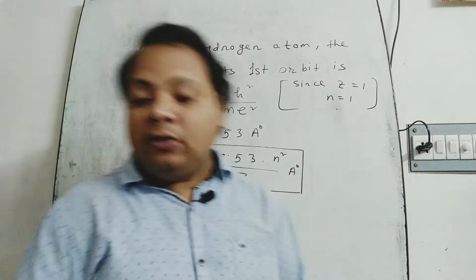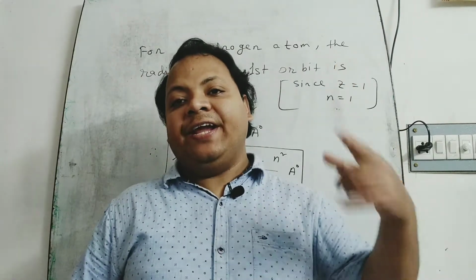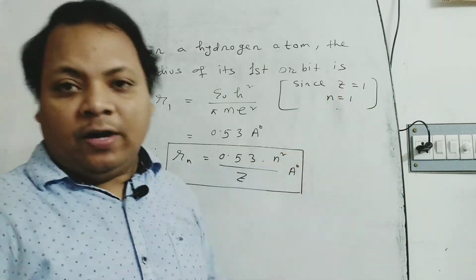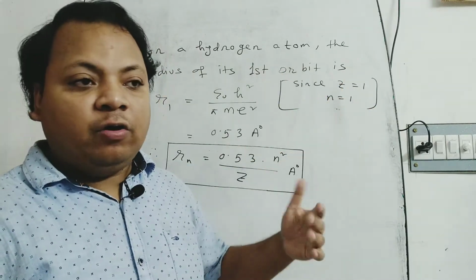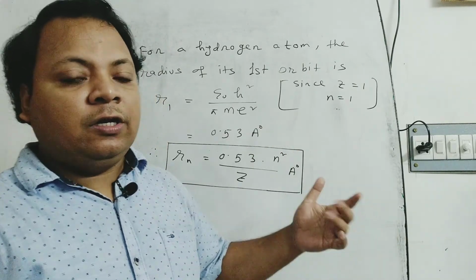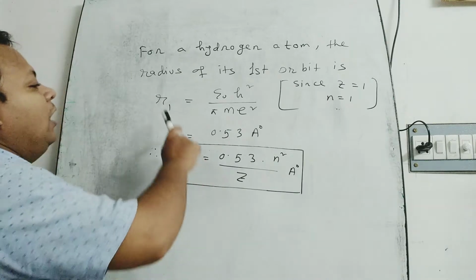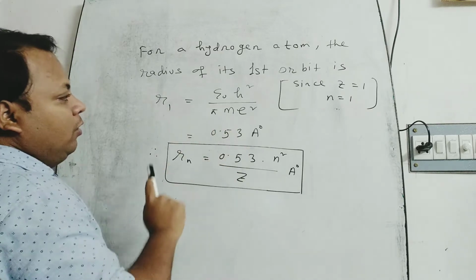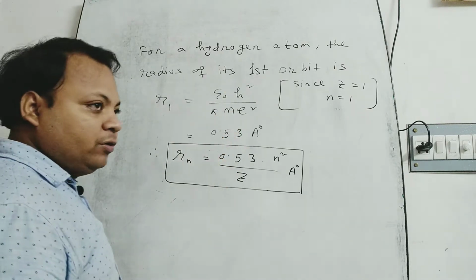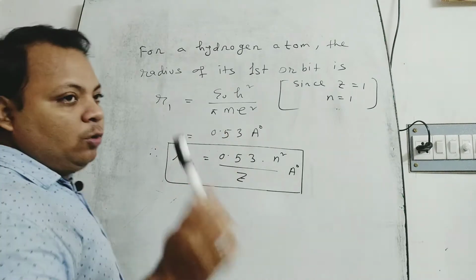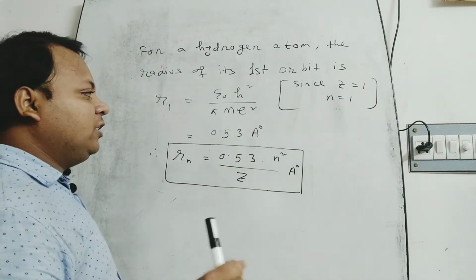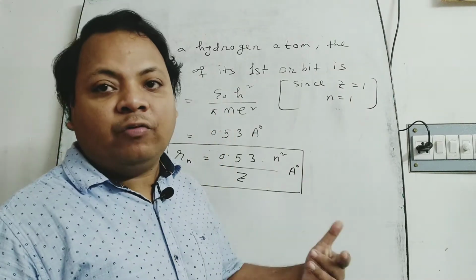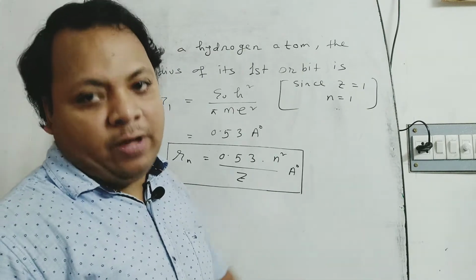Now, for a hydrogen atom, Z is equal to 1, and for n equal to 1, that is for the first orbit, the radius of the orbit r_1 is equal to epsilon 0 h square by pi m small e square, where h is the Planck constant, m is the mass of an electron, small e is the charge of an electron, and epsilon 0 is the electric permittivity of vacuum.